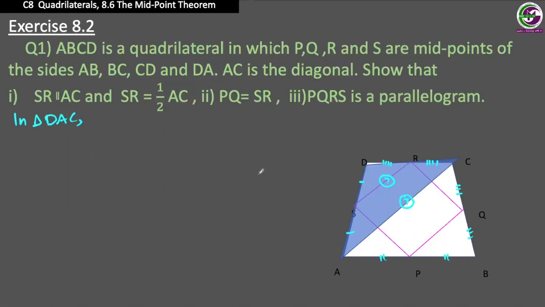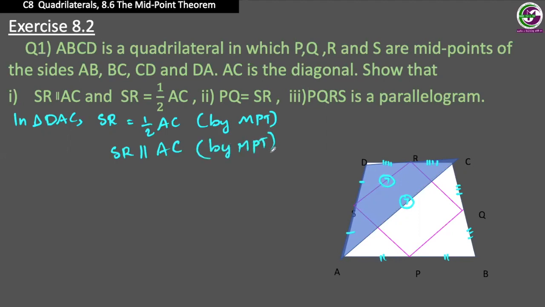SR is half of AC by the midpoint theorem. Also, SR is parallel to AC, again by the midpoint theorem. What was the midpoint theorem? Let's have a quick review. The midpoint theorem says that a line joining the midpoints of two sides is parallel to the third side, and also the line that we joined will be half of the third side.